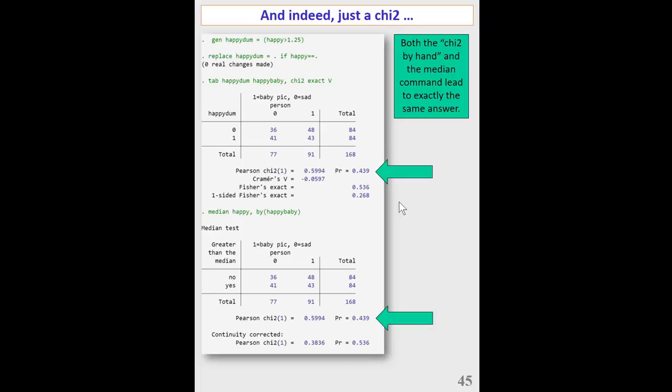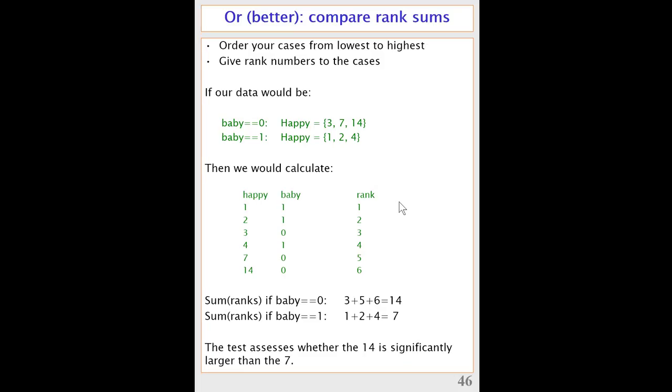But it does sound kind of crude to me, just chopping off half and then comparing that. The other one is slightly more complicated and a bit better. Here is an example where I reduced the data to only 6 cases.